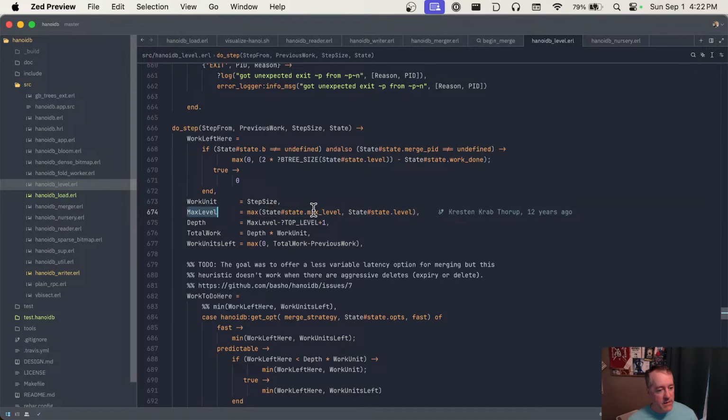So the max level is the max of either the max level across the entire database, so how big can a single one be, or the current level, which I'm assuming that if we hit max level, we're not going to create levels above that, so these two will be equal. Okay.